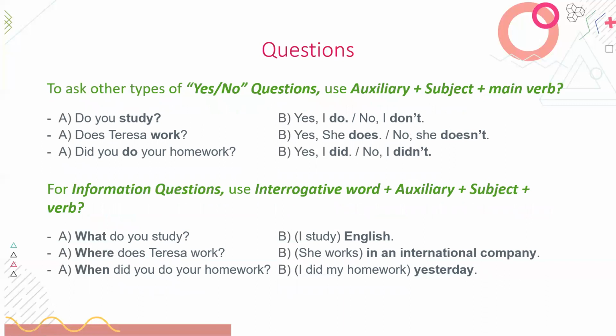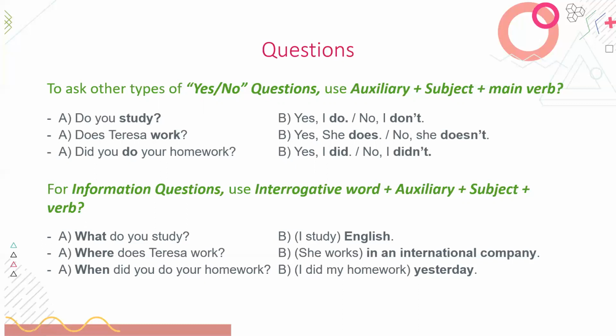To ask other types of yes/no questions, use auxiliary plus subject plus the main verb. Do you study? Yes, I do. No, I don't. Does Teresa work? Yes, she does. No, she doesn't. Did you do your homework? Yes, I did. No, I didn't.